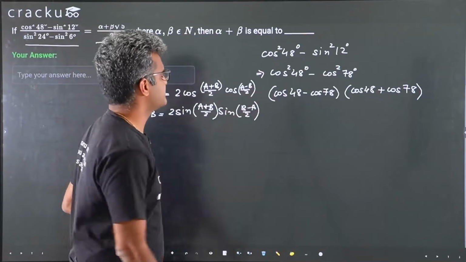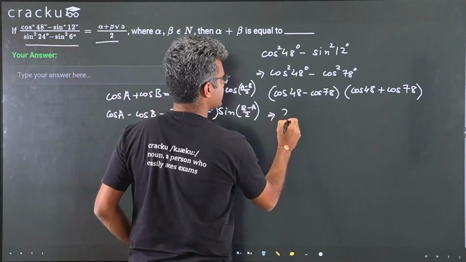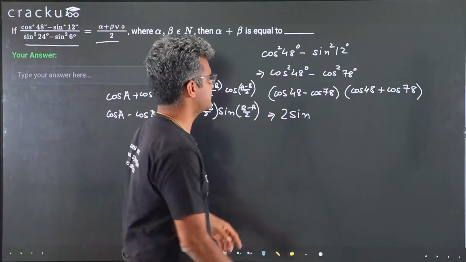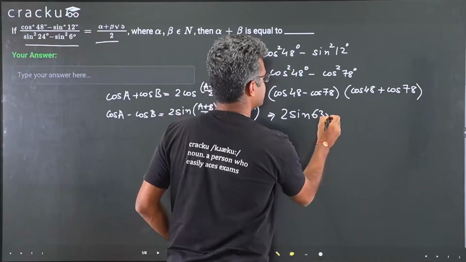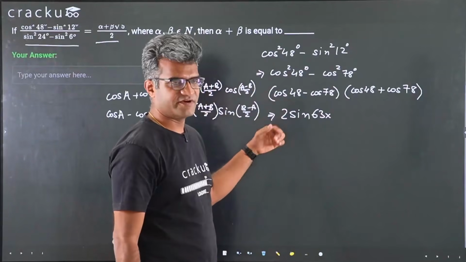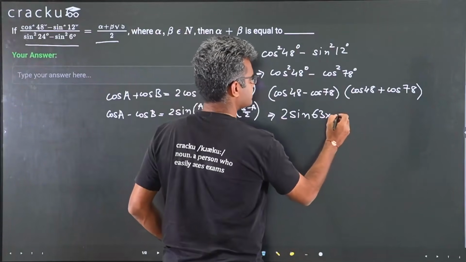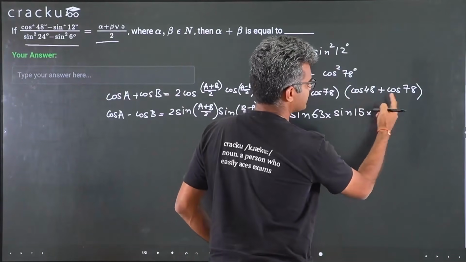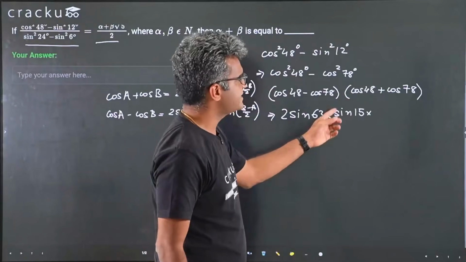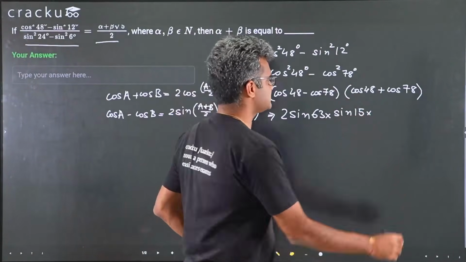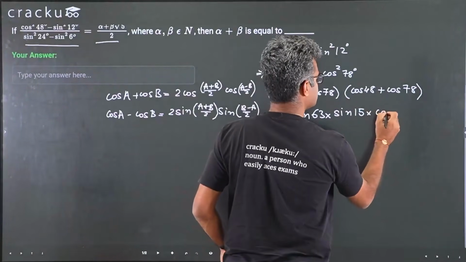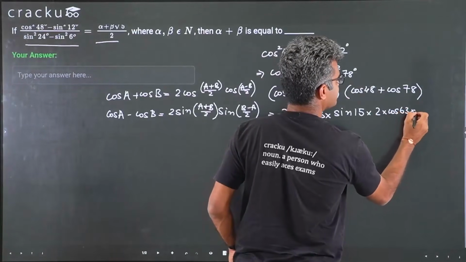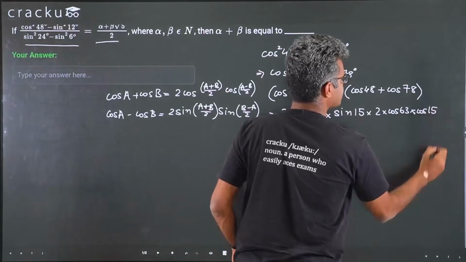So in this particular equation, the numerator becomes equal to 2 times sine of, what is 48 plus 78? That is 126 divided by 2, which is 63, into sine of (78 minus 48) divided by 2, which is 15, into cos of (A plus B), so this is (78 plus 48) divided by 2, which is 63. So this is cos 63 into cos 15 degrees. This is the numerator.